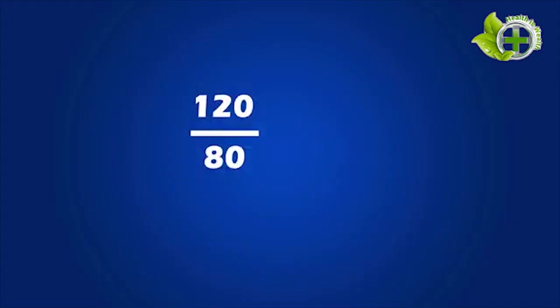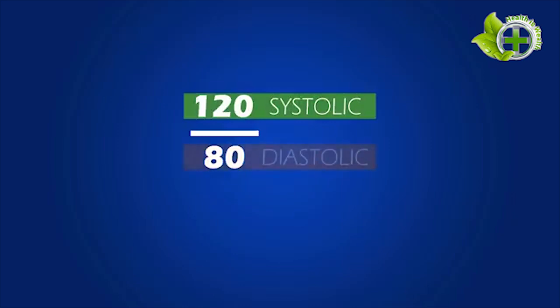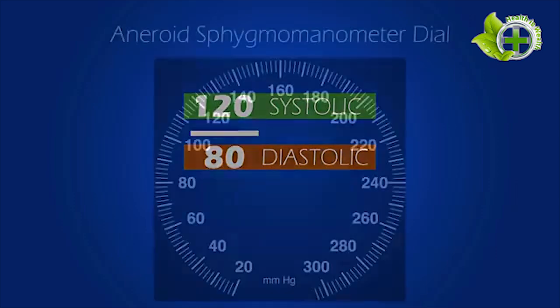If you ever had your blood pressure taken, you likely noticed that the results were stated as one number over the other number, such as 120 over 80. The number on top, in this case 120, represents the systolic pressure, and the bottom number, in this case 80, represents the diastolic pressure. Let's take a close look at the dial used for determining such a measurement.